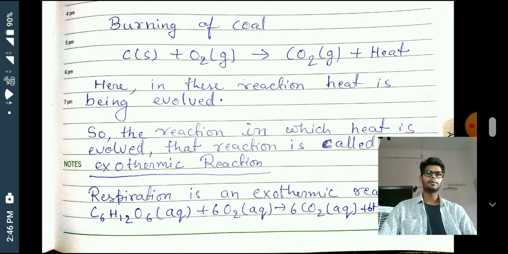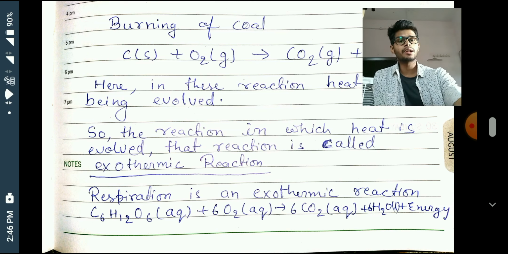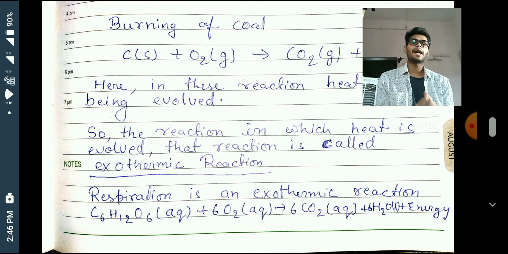So heat is also a product that we use. When we burn coal, we definitely use heat as a byproduct. So here the heat is being evolved. The reaction in which heat is evolved is called an exothermic reaction. Exo means to release, and thermic means temperature, so a reaction which increases temperature is called exothermic. We can have lots of exothermic reactions. When you burn anything and it provides heat, that is an exothermic reaction.